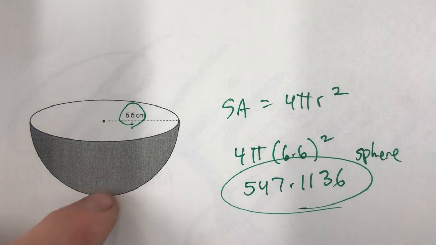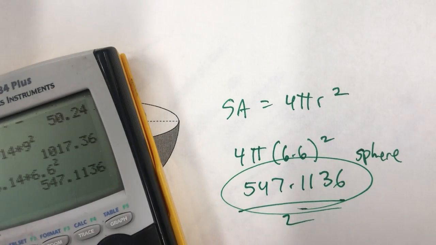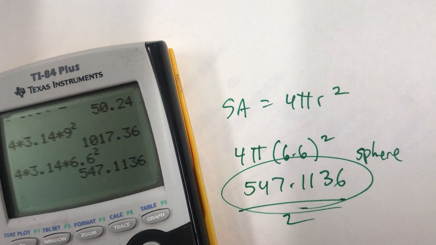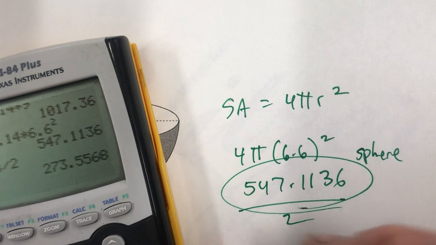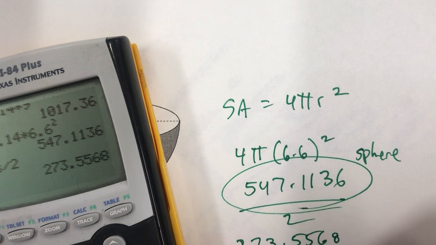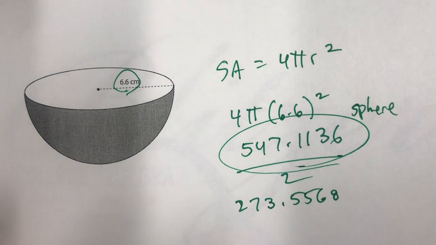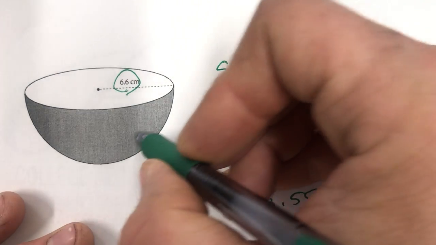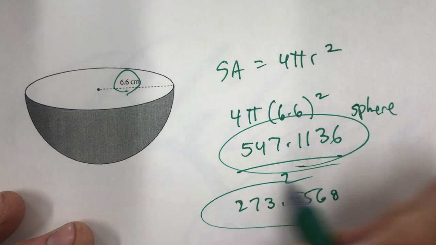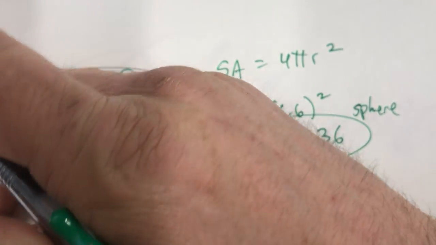That's not what I have here. I have half a sphere. So what I need to do is I need to divide this by 2. So if I divide that by 2, I get this right here, 273.5568. Okay, oh, I got it off the screen here a little bit. Now, what that is now, that's just this colored part down here. This is the surface area of this bottom part of the sphere.